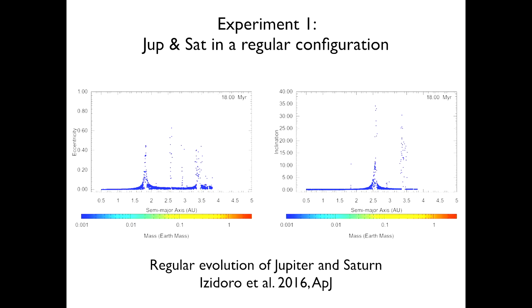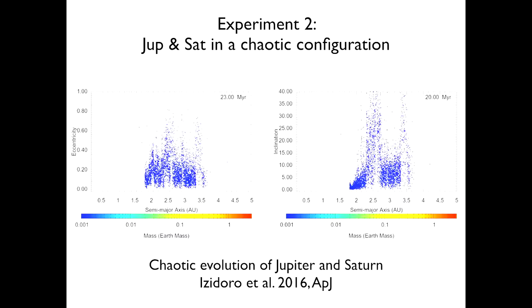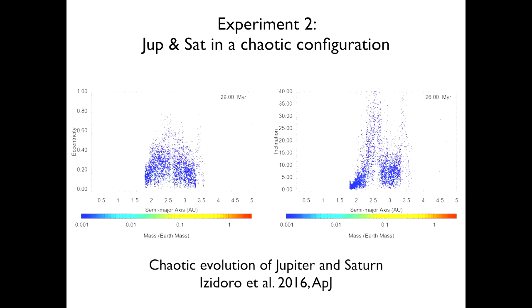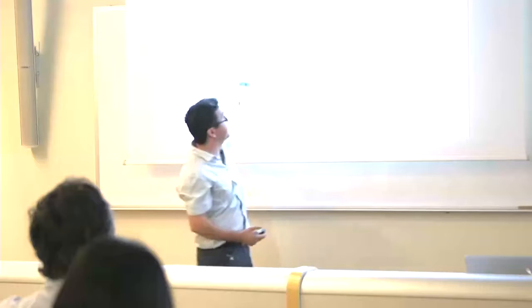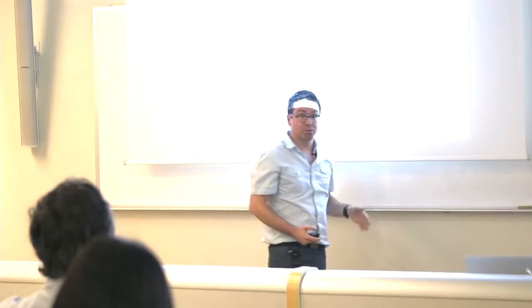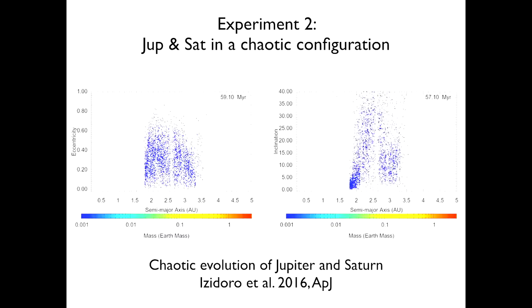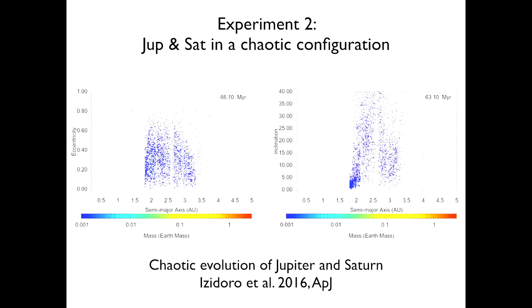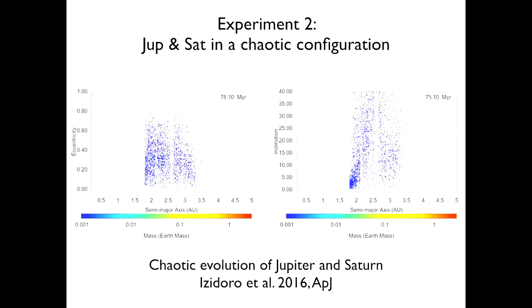But the story changes if you start the simulations with a chaotic Jupiter and Saturn. Let's see how it changes. You can see that the level of excitation that we get in the belt now is consistent with what we observed, both in terms of eccentricity and inclination. So if you have a low mass asteroid belt from the beginning, but if Jupiter and Saturn had a chaotic evolution, then you can excite the belt to the levels that we observe today.